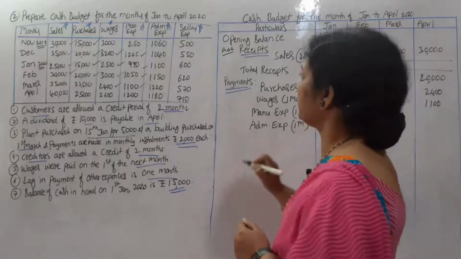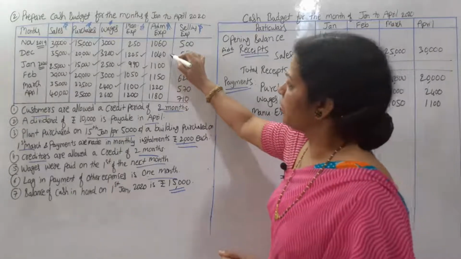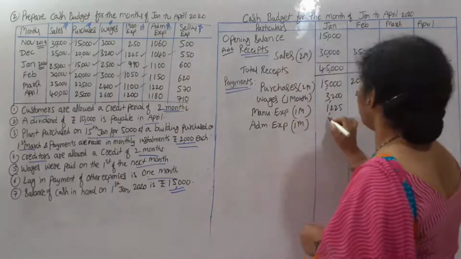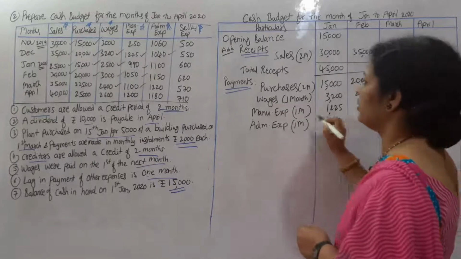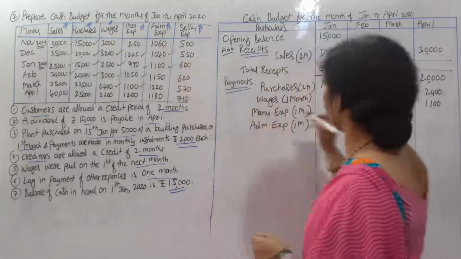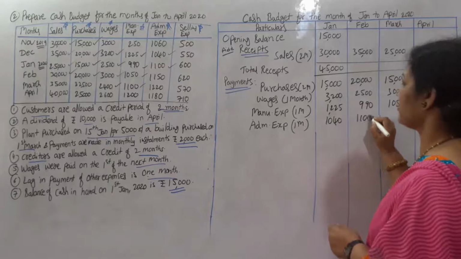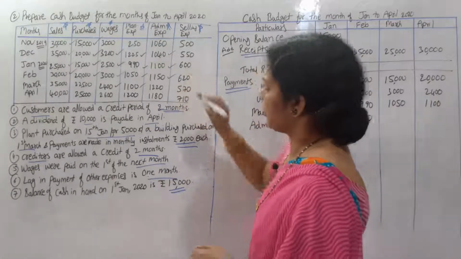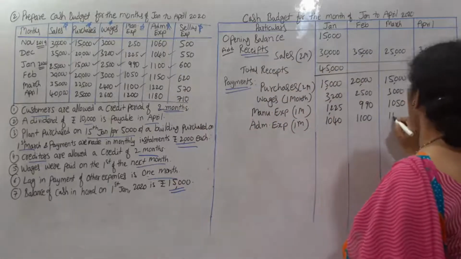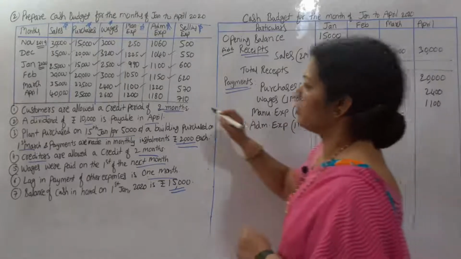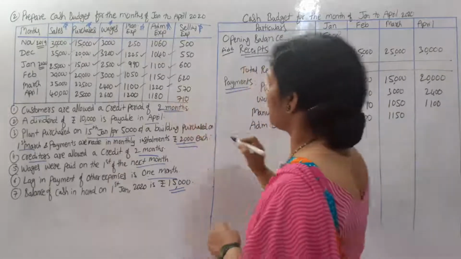Administrative expenses also have a 1 month delay. 1 month delay means January we are taking 1040. February is 1100. March is 1150. April is 1220.